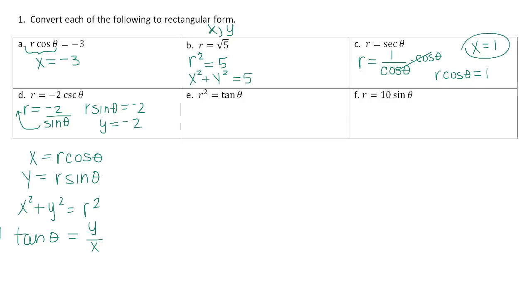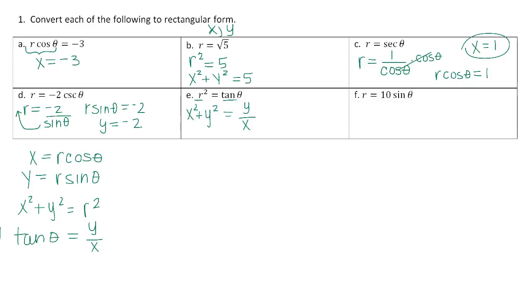Okay, over on E, in this particular problem, you're going to have to change both sides. We know r squared is x squared plus y squared, and tangent is y over x. And for right now, just making those substitutions, we can leave our answers like that.